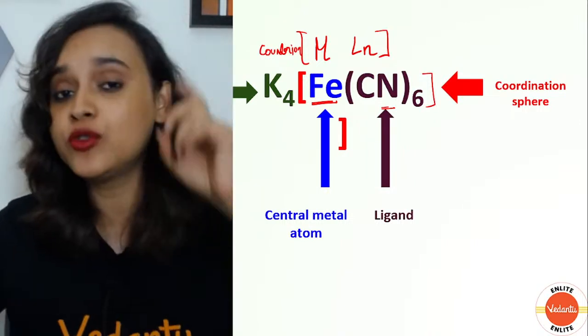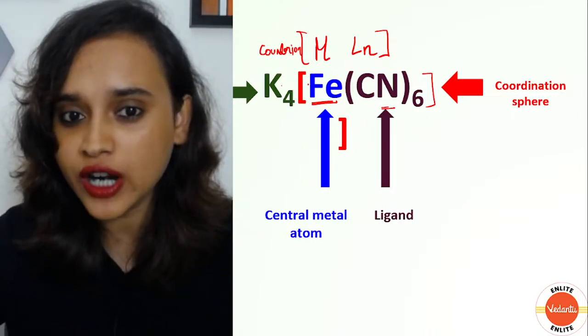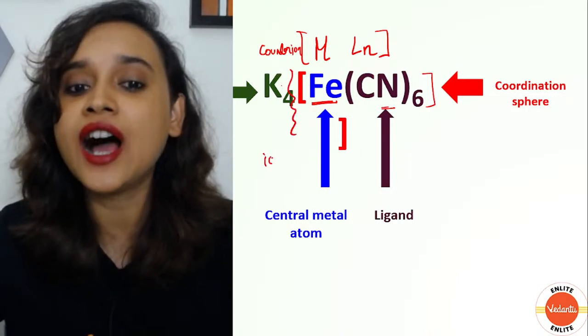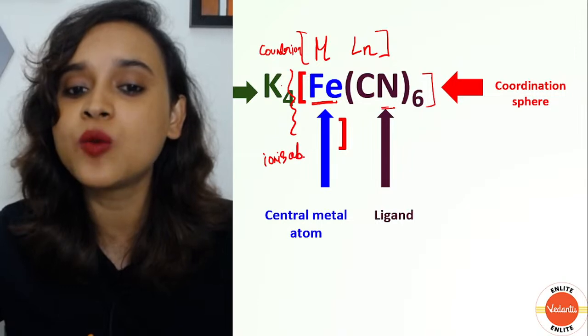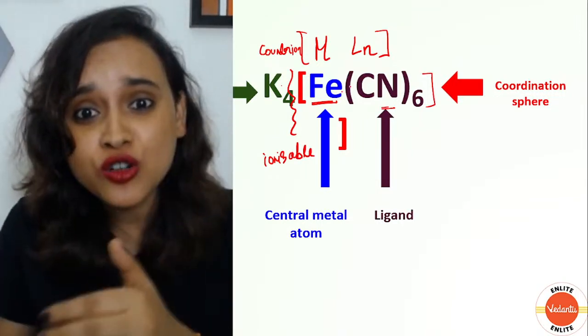Now, one more thing you have to understand. This bond that you see between this K4, the counter ion, and the coordination sphere, this one is ionizable. What is it? This one is ionizable. But in this case, see, donor acceptor.